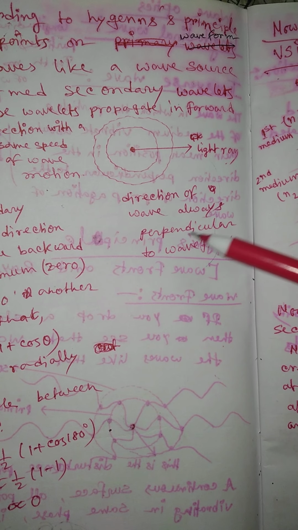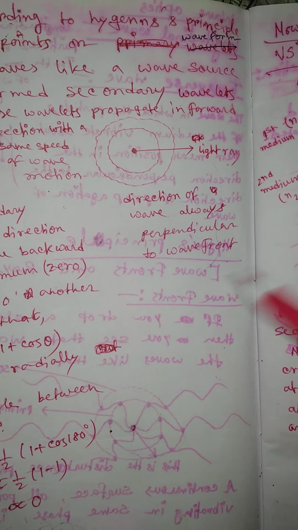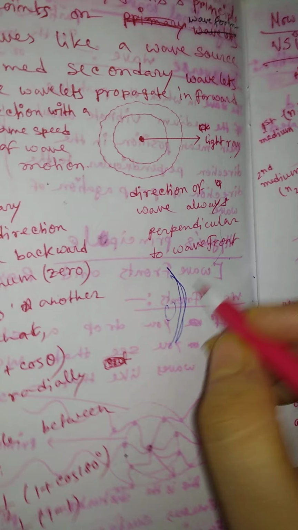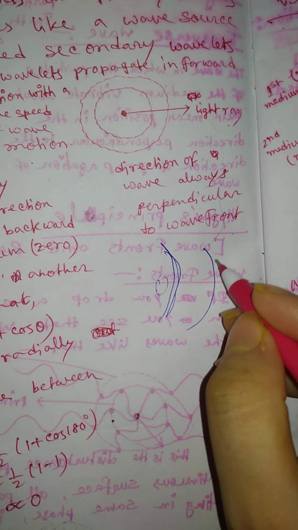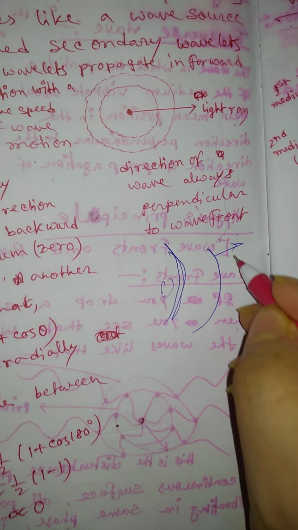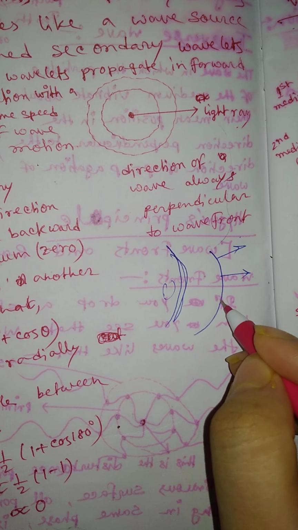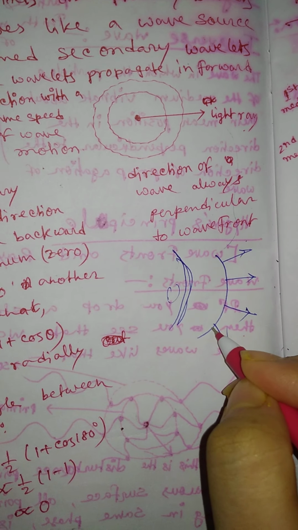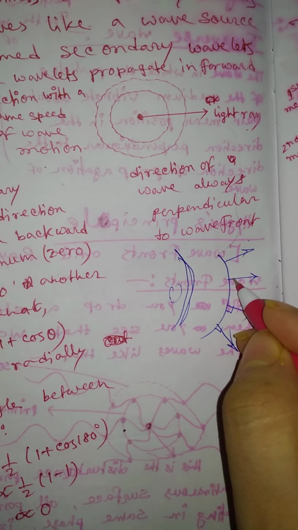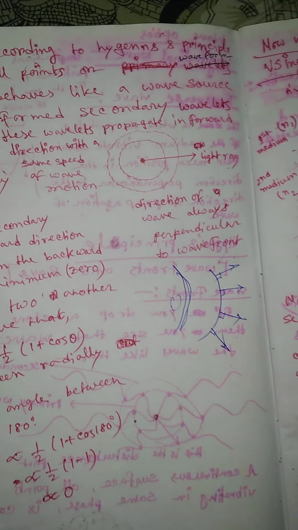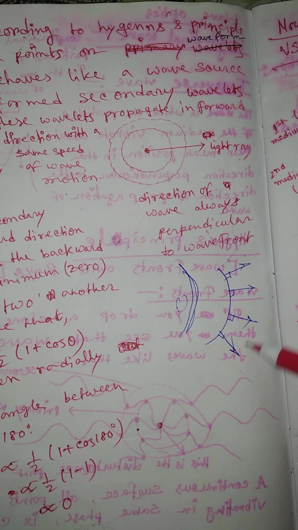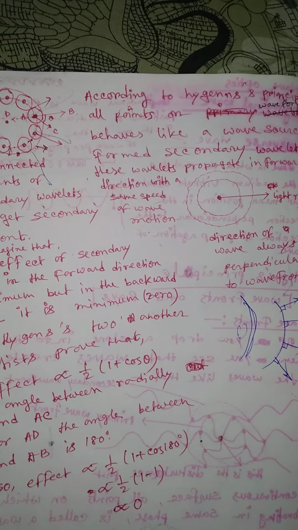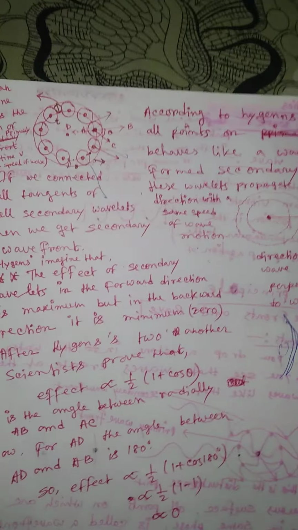The direction of the wave is always perpendicular to the wavefront. If this is a wavefront, then the direction of the wave is along this side, always perpendicular to the wavefront. All these angles are 90 degrees. So all these are the direction of the wave, and this is the wavefront. Wavefront means a plane where all the points are in the same phase.